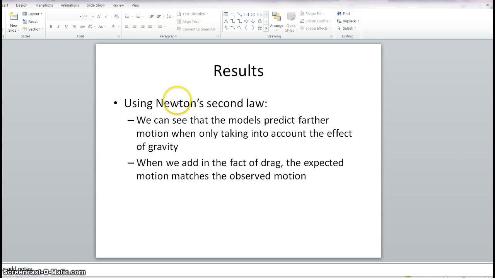Overall, we can see that Newton's second law holds true, that the model predicts further motion when it doesn't take into account all of the forces on the person. When we add in the force of the drag that's moving in the opposite direction of the force of gravity, the expected motion matches up to the observed motion.